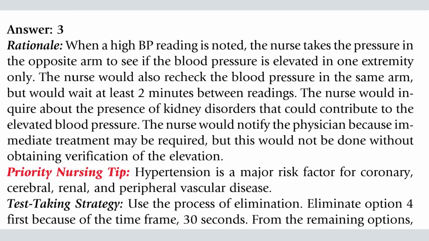Answer: 3. Rationale: when a high BP reading is noted, the nurse takes the pressure in the opposite arm to see if the blood pressure is elevated in one extremity only. The nurse would also recheck the blood pressure in the same arm, but would wait at least 2 minutes between readings. The nurse would inquire about the presence of kidney disorders that could contribute to the elevated blood pressure. The nurse would notify the physician because immediate treatment may be required, but this would not be done without obtaining verification of the elevation.